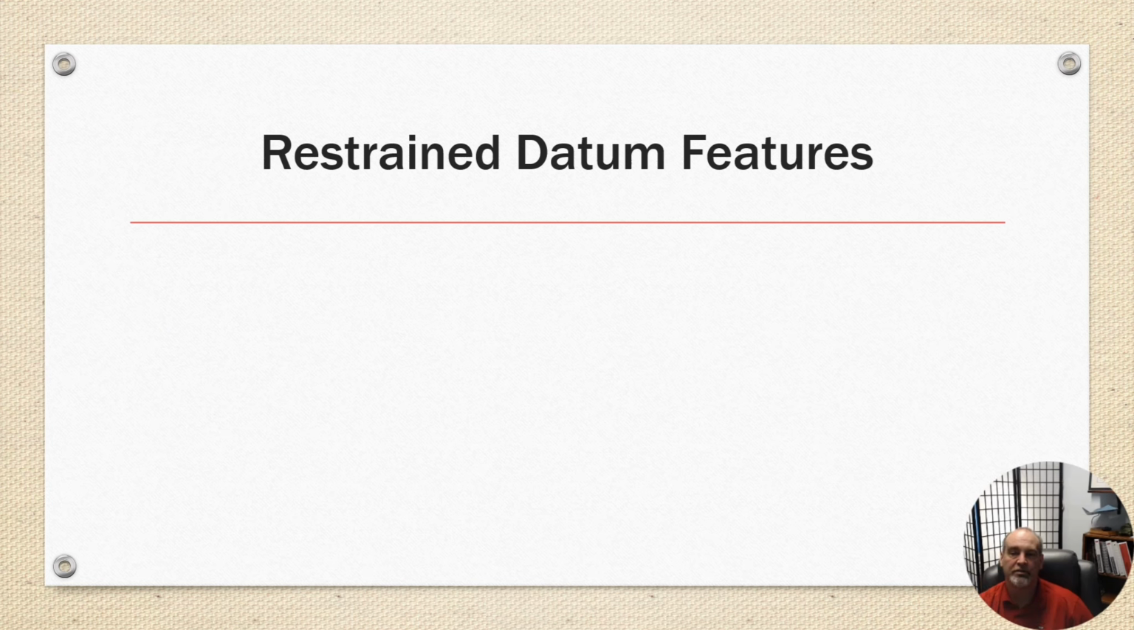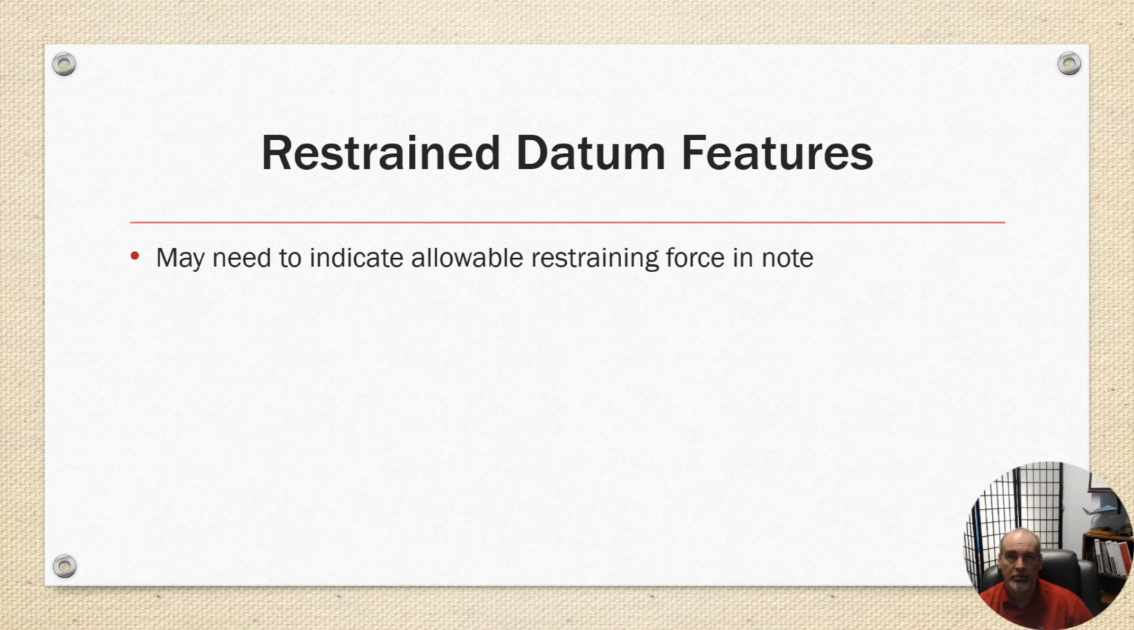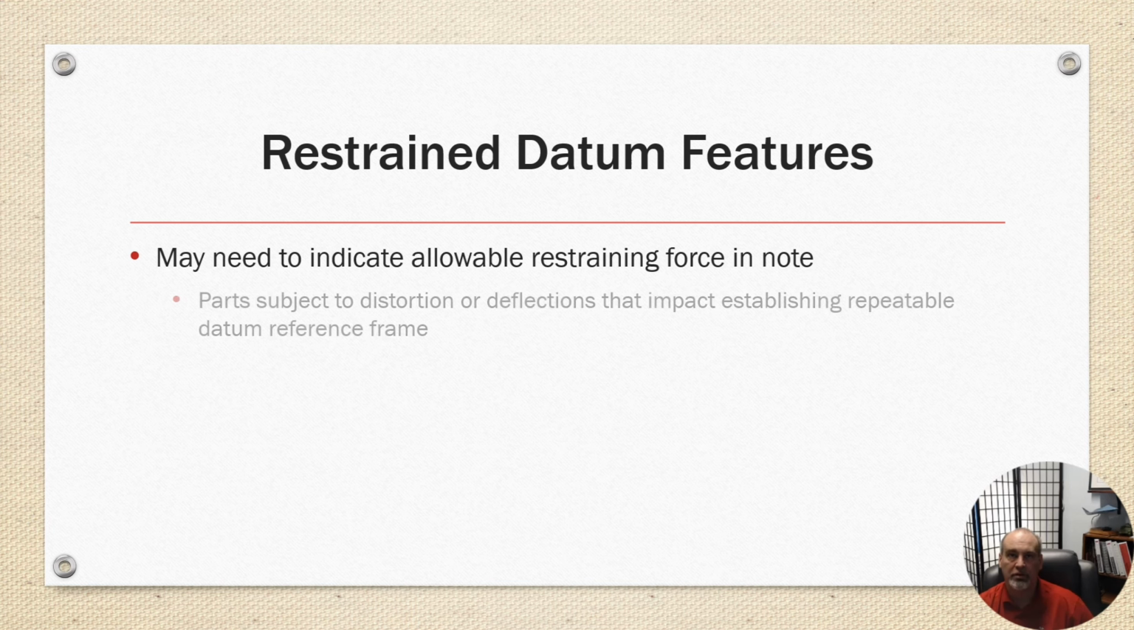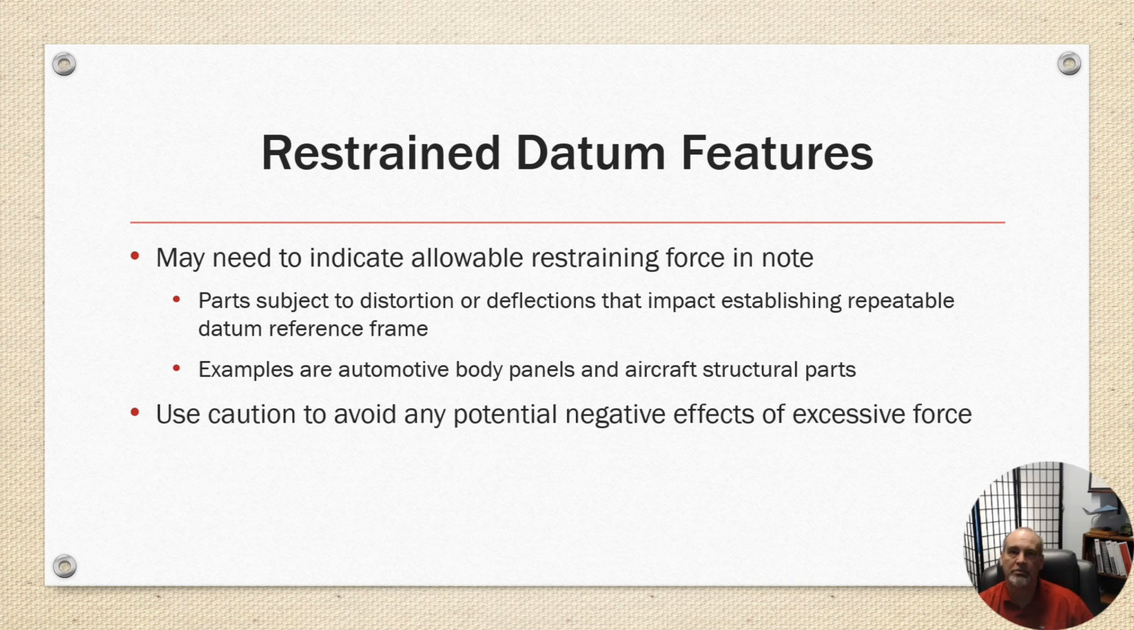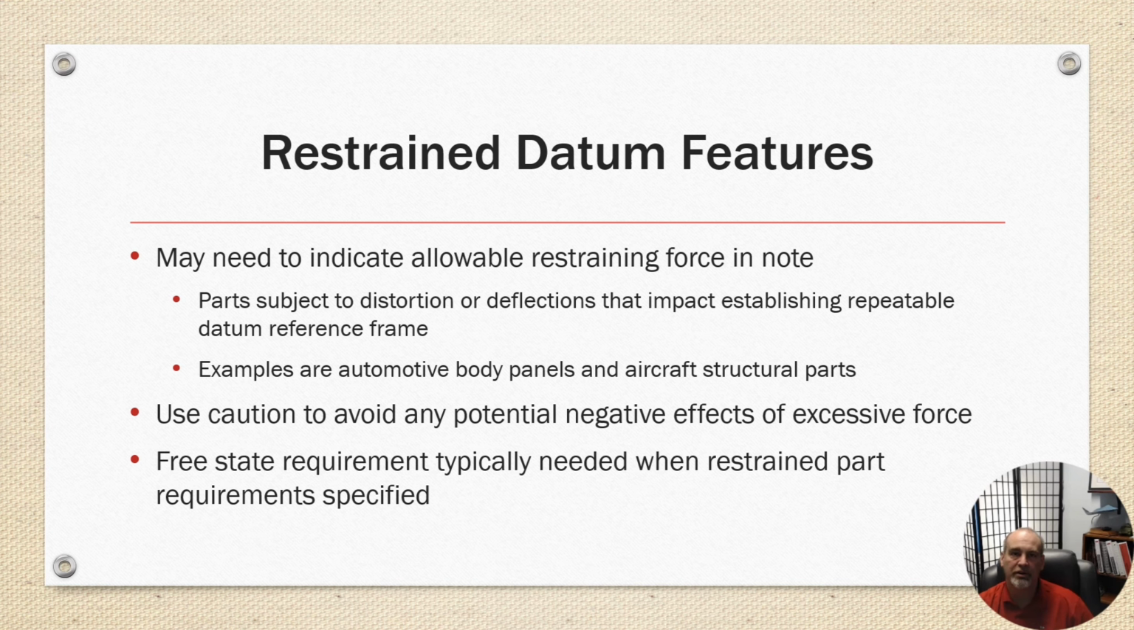Restrained datum features. There may be the need to indicate allowable restraining force in a note. Parts subjected to distortion or deflection can impact establishing a repeatable datum reference frame. Examples are automotive body panels and aircraft structural parts. Use caution to avoid any potential negative effects of excessive force. And free state requirements are typically needed when restrained part requirements are specified.